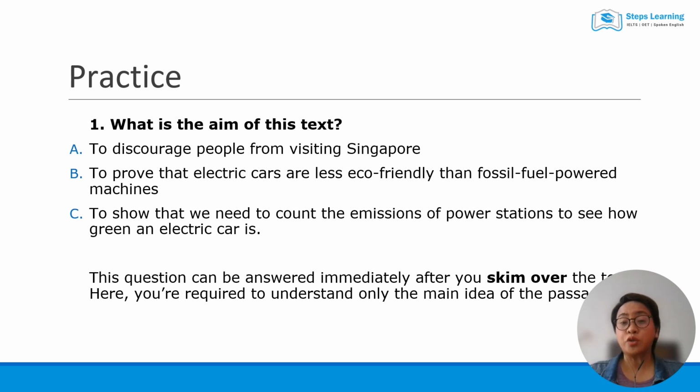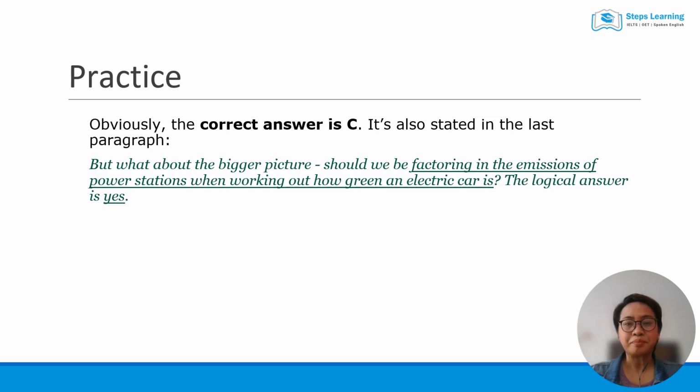Here, you're required to understand only the main idea of the passage. Obviously, the correct answer is C. It's also stated in the last paragraph, but what about the bigger picture? Should we be factoring in the emissions of power stations when working out how green an electric car is? The logical answer is yes.